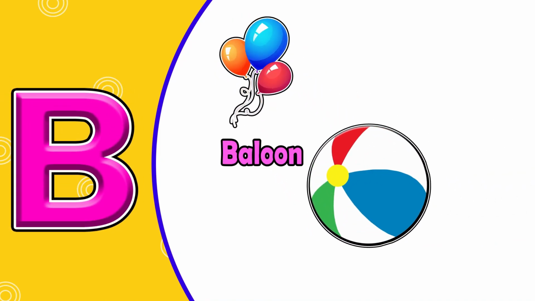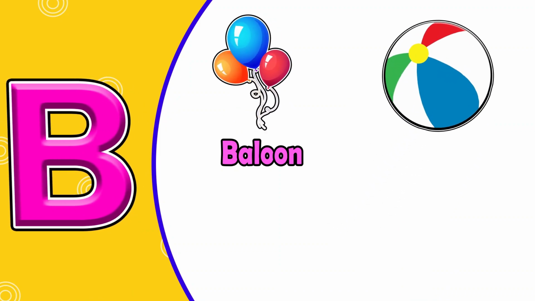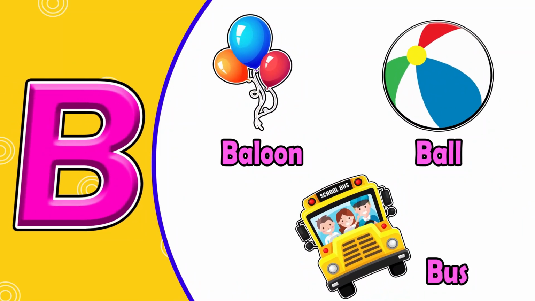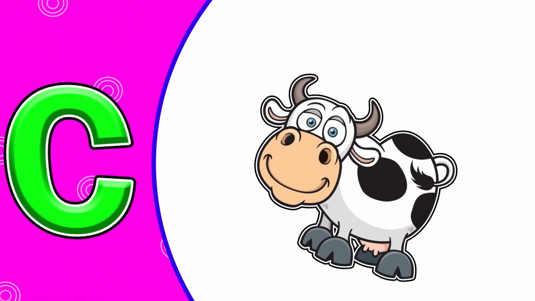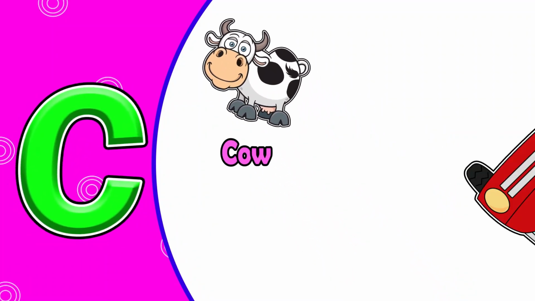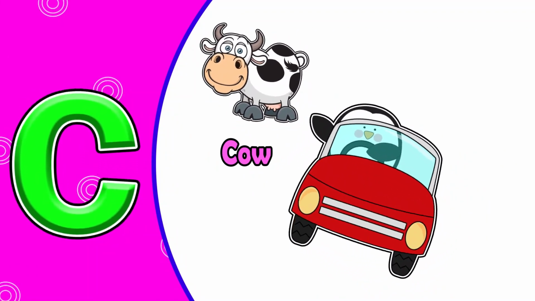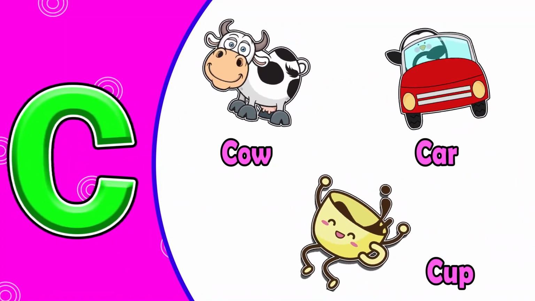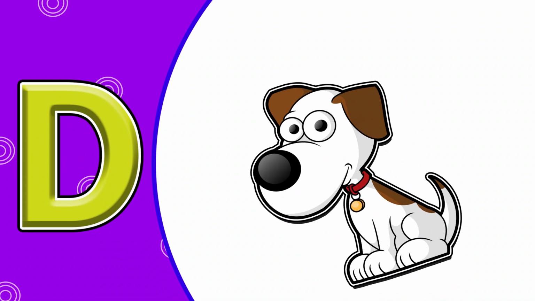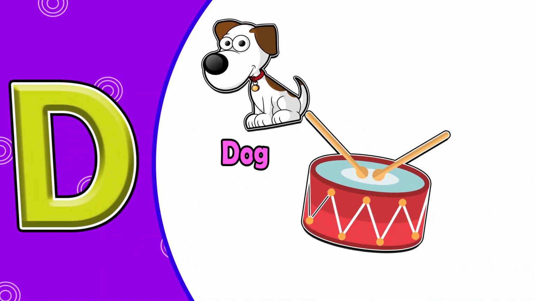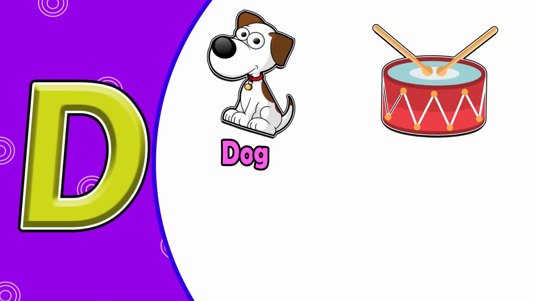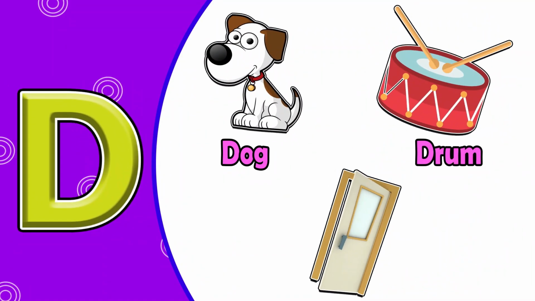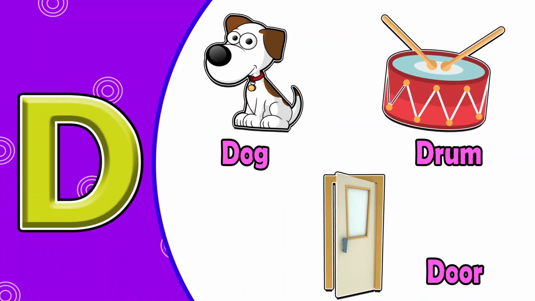B for ball. B for bus. Balloon, ball and bus. C for cow. C for car. C for cup. Cow, car and cup. D for dog. D for drum. D for door. Dog, drum and door.